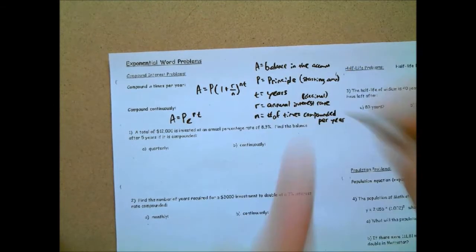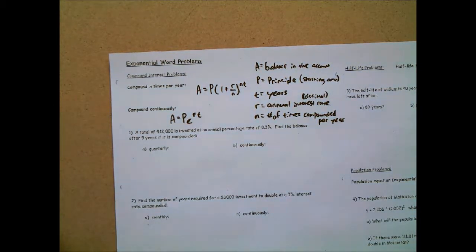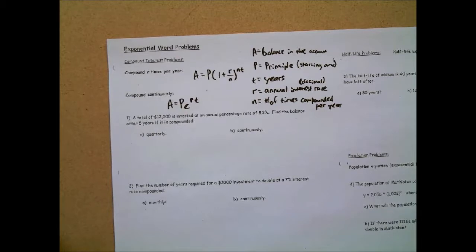What is 2% as a decimal? 0.02. Be careful. 0.2 is what percent? 20%. Yeah, be careful with that. Anywho, let's try some here. Number one: a total of $12,000 is invested at an annual percentage rate of 8.3%. Find the balance after 5 years if it is compounded quarterly, and then we'll also look at continuously.